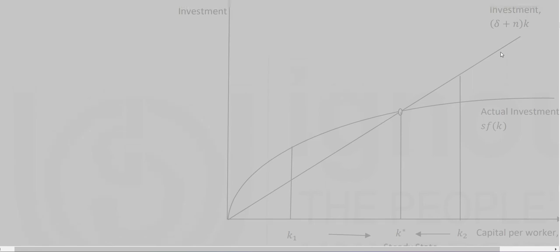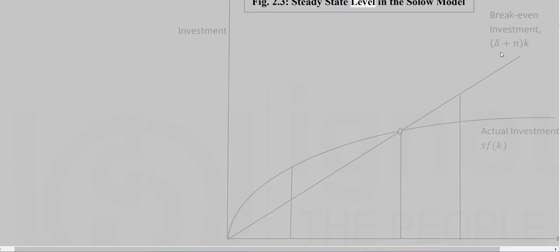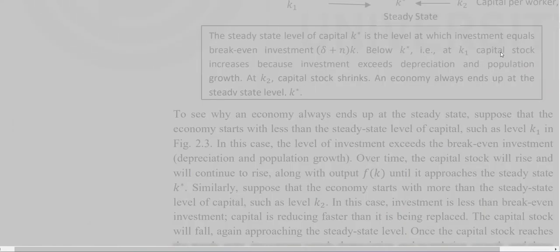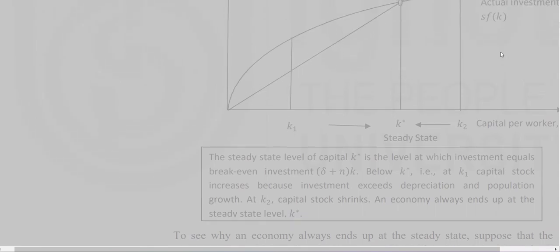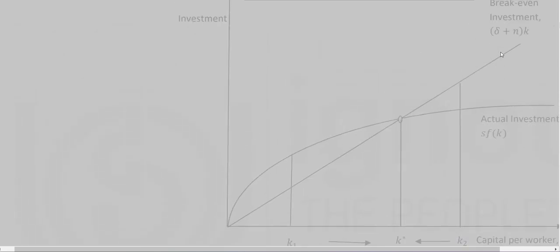Investment. Figure 2.3, steady state level in the Solow model. Capital per worker. The steady state level of capital k* is the level at which investment equals break-even investment, (δ + n)k. Below k*, i.e., at k1, capital stock increases because investment exceeds depreciation and population growth. At k2, capital stock shrinks. An economy always ends up at the steady state level, k*. Actual investment, sf(k). k*, steady state. Break-even investment, (δ + n)k.